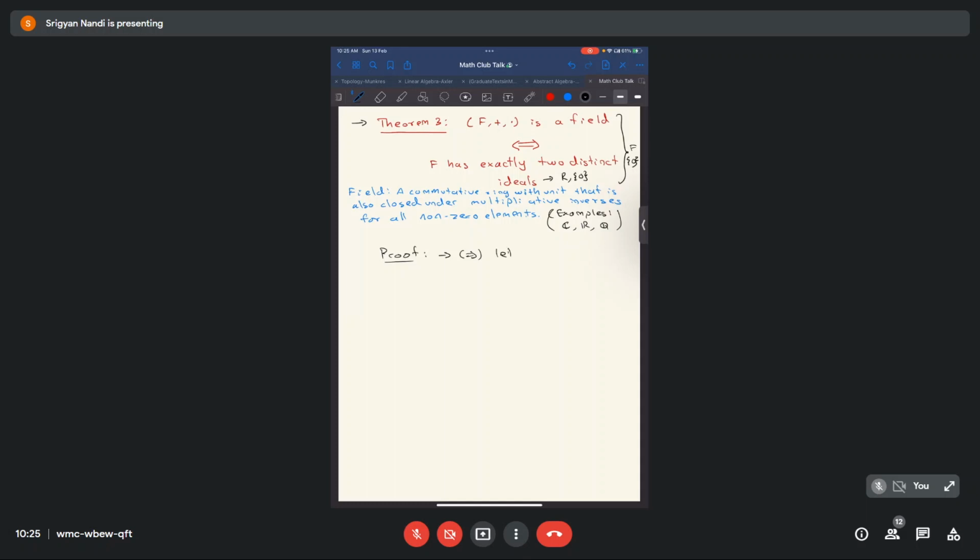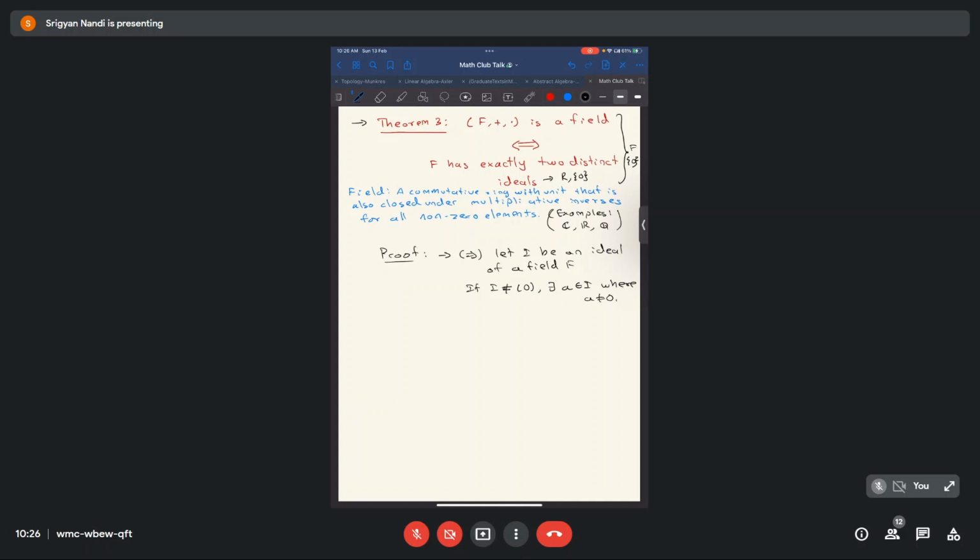So let I be an ideal of a field F. We can consider the case where I is not equal to 0. That means there should be some A that belongs to I where A is not equal to 0. Because if there was no such A, that means 0 is the only element of the ideal, which means the ideal is the 0 ideal, which is contrary to our hypothesis.